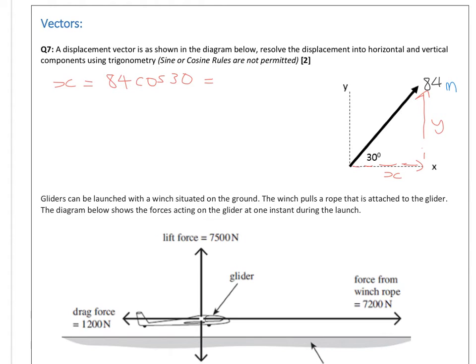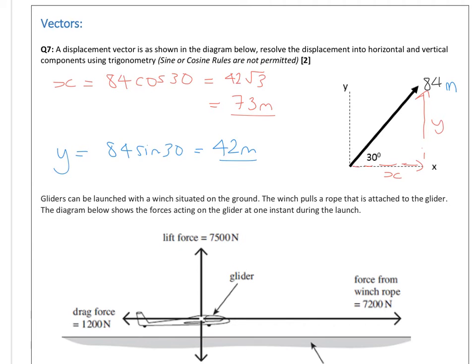Cosine of 30 is root 3 over 2, so that's going to be 42 root 3. In physics, we don't leave stuff as fractions, so cos 30 times 84 is 42 root 3, which is 73 meters. So that's x, and then y is opposite to the angle, so it's going to be 84 sine 30, which, sine 30 is a half, so it's just 42 meters there. So those are your 2 components.